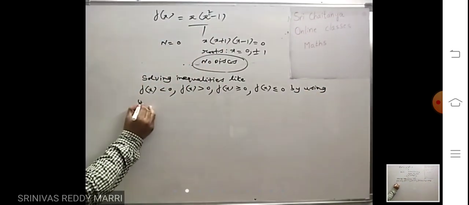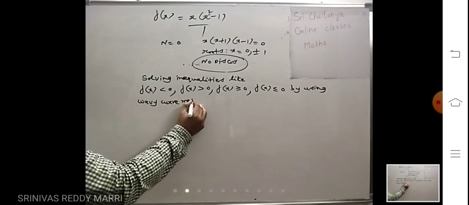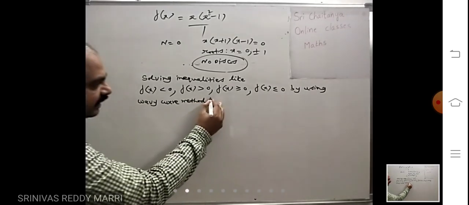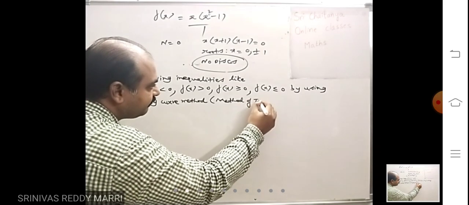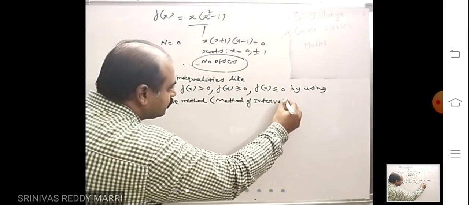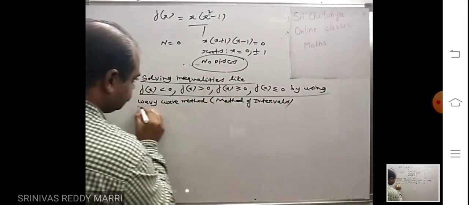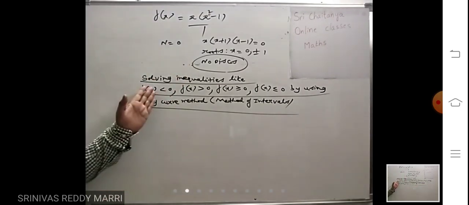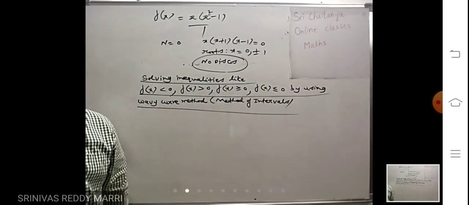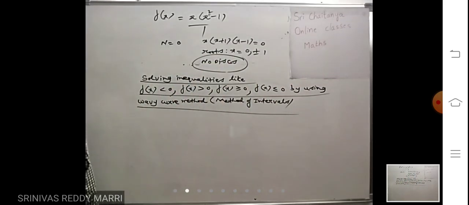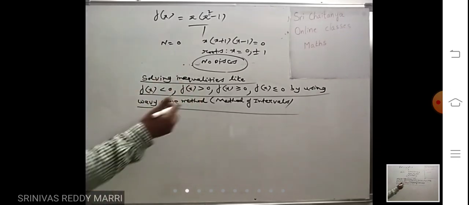By using the wavy curve method. This is also called the method of intervals. We have seen less than 0, greater than 0, greater than or equal to 0 for quadratics. If there are more than 2 factors, look at this. First, I will write the method, and while taking the problem, I will explain.